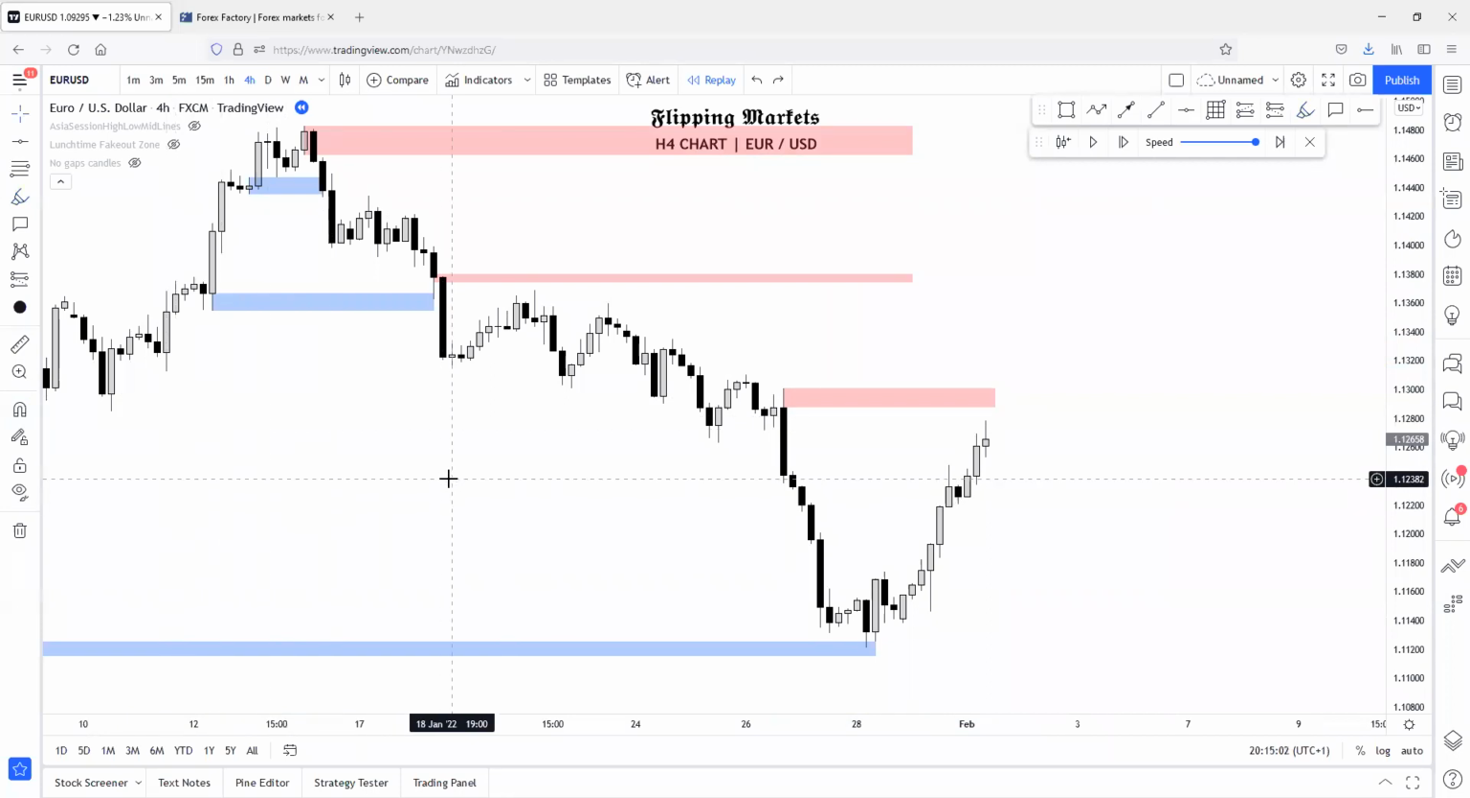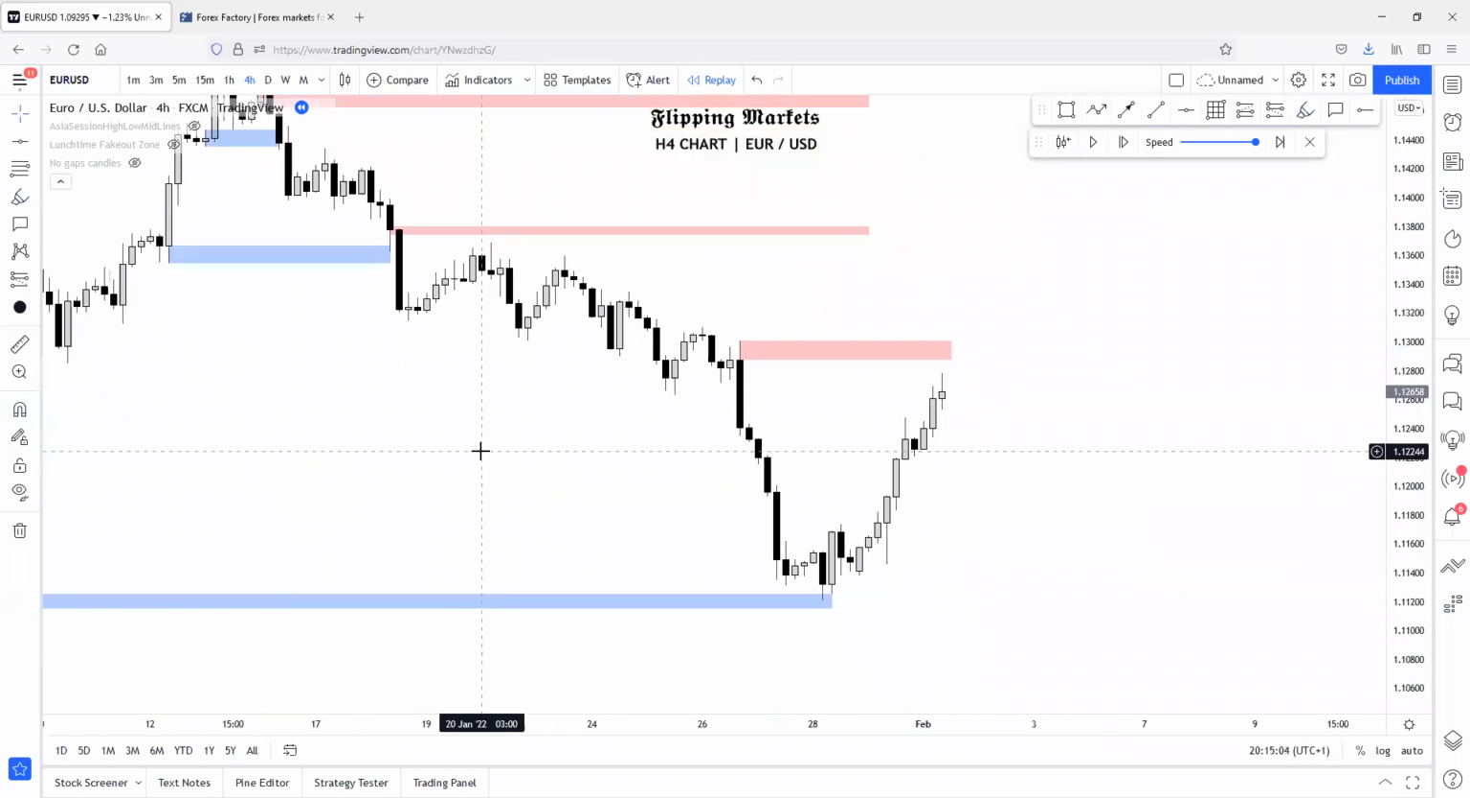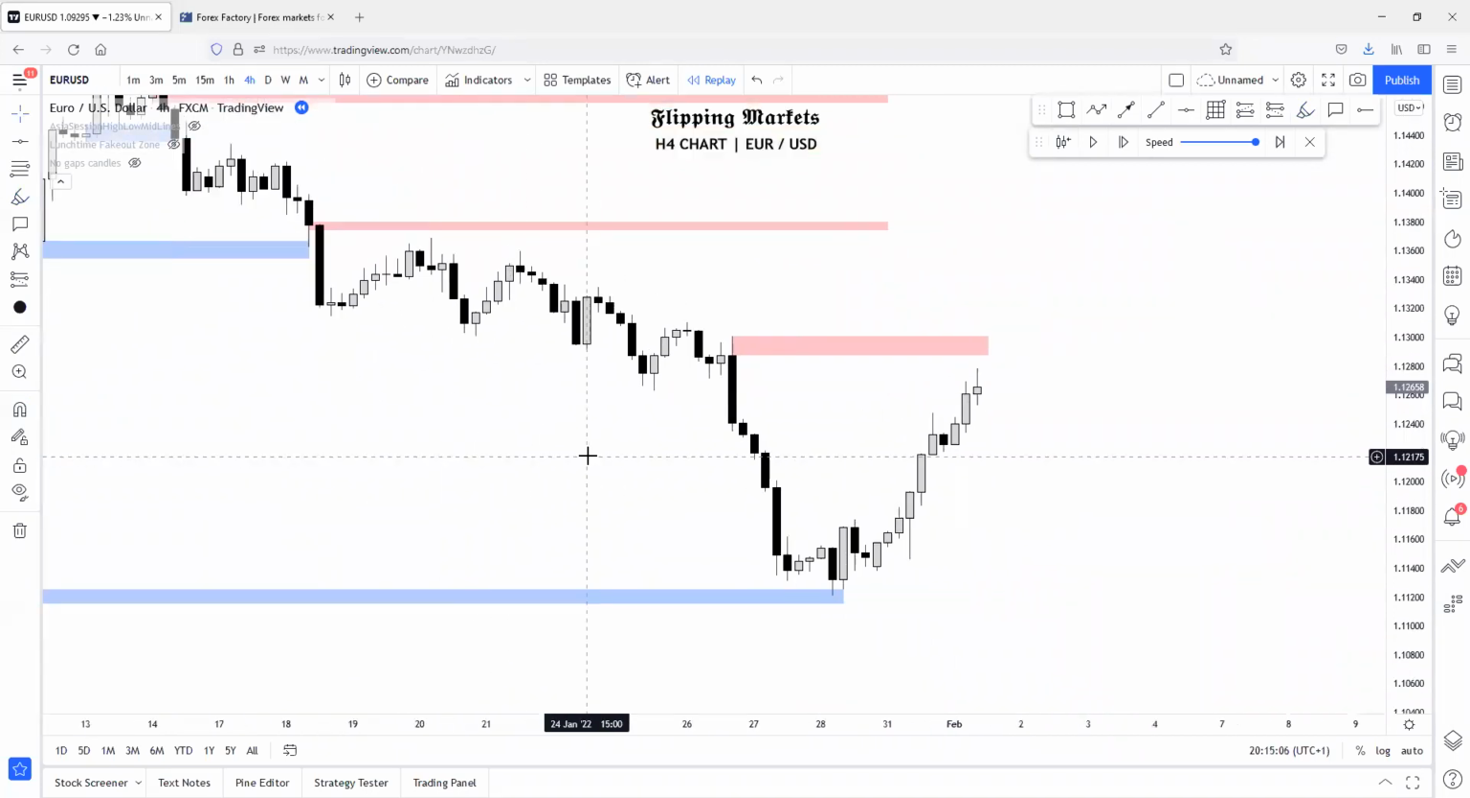Oh, because if this is a 4-hour zone, then we need a 15-minute CHoCH, and if it is a 15-minute zone, then we need a 1-minute CHoCH, right? Exactly, man. Exactly. Good job.